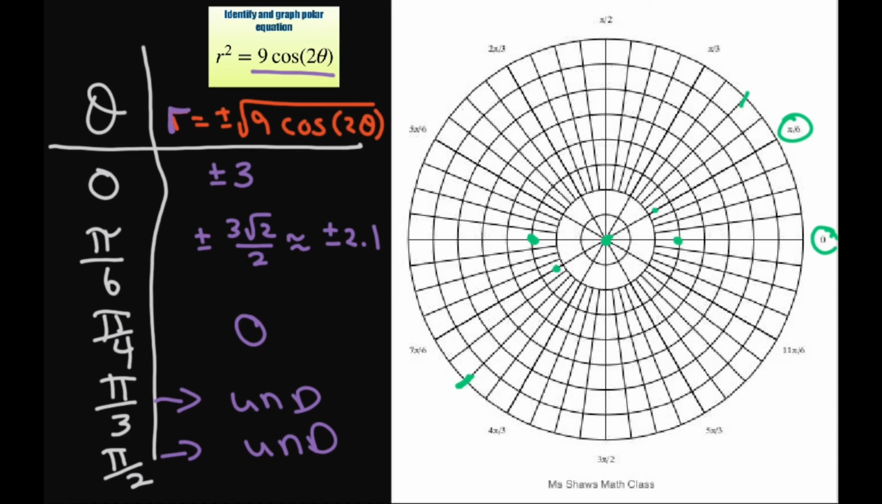Since it's symmetric to the pole and to the x-axis and the y-axis, we can also assign values here. So for 5 pi divided by 6, we can also get 2.1, sorry. 2.1. So a little bigger than 2 here. And over here as well. So over here we'll go 2.1. So the graph looks like this.